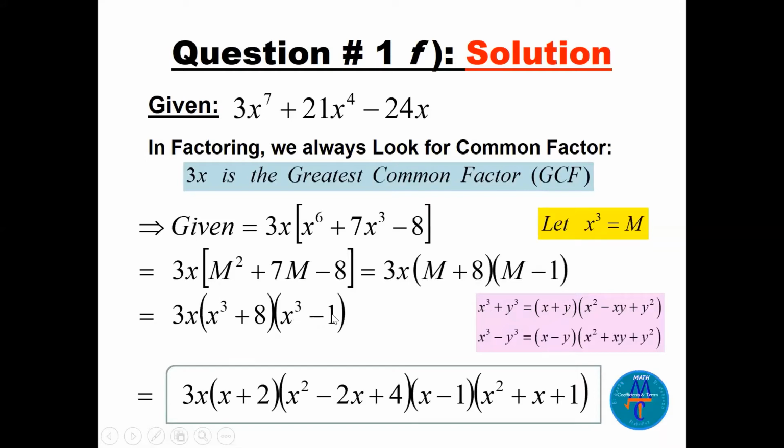x cubed minus 1, there is a formula also, the difference of 2 cubes. x minus y, you know that formula. Just apply it. Here we write 2 cubed, so x plus 2, big bracket. And then x cubed minus 1 is x minus 1, see, this is x minus y, squared plus xy plus 1. That's the complete factoring of part F.